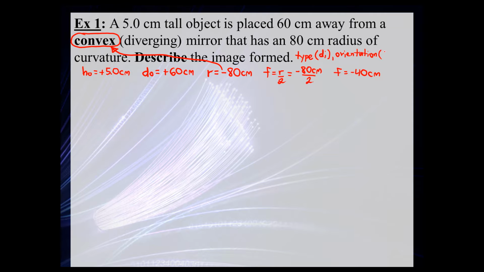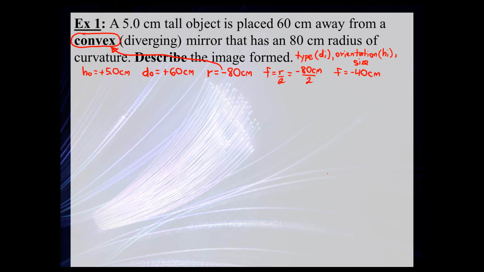What variable is going to tell me my orientation? Well, the image height. Because if it's positive, it's going to be erect, and if it's negative, it's going to be inverted. And then the other thing you want to know is what's the size of the object image in comparison to the object. Okay, so you want to calculate di and hi.